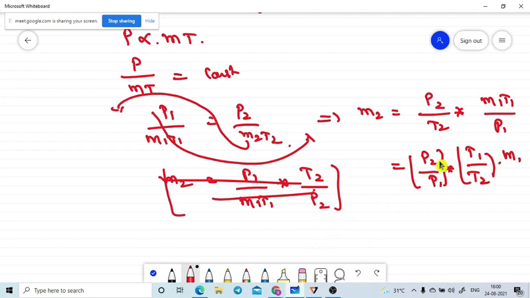You need to substitute. P2 and P1 must be in the same unit, T1 and T2 in the same unit, and M1 is in the same unit. The same value will be represented here for M1 also. Let me go to the substitution also.